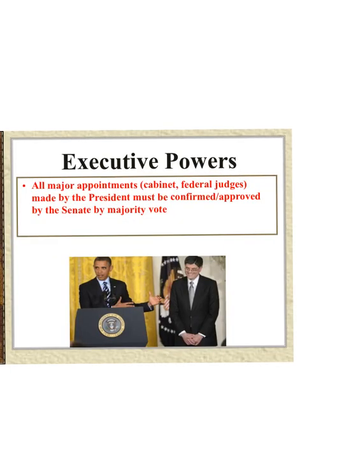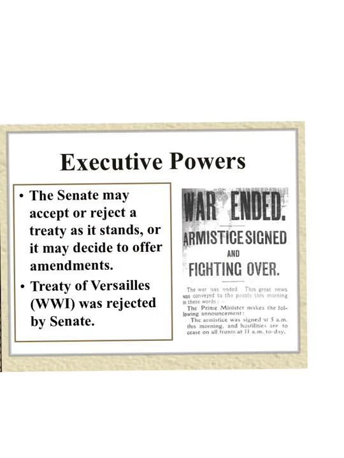Please write down all of the information highlighted in red on this slide. Executive powers. All major appointments, cabinet, federal judges, made by the president must be confirmed or approved by the Senate by a majority vote. More executive powers for Congress.